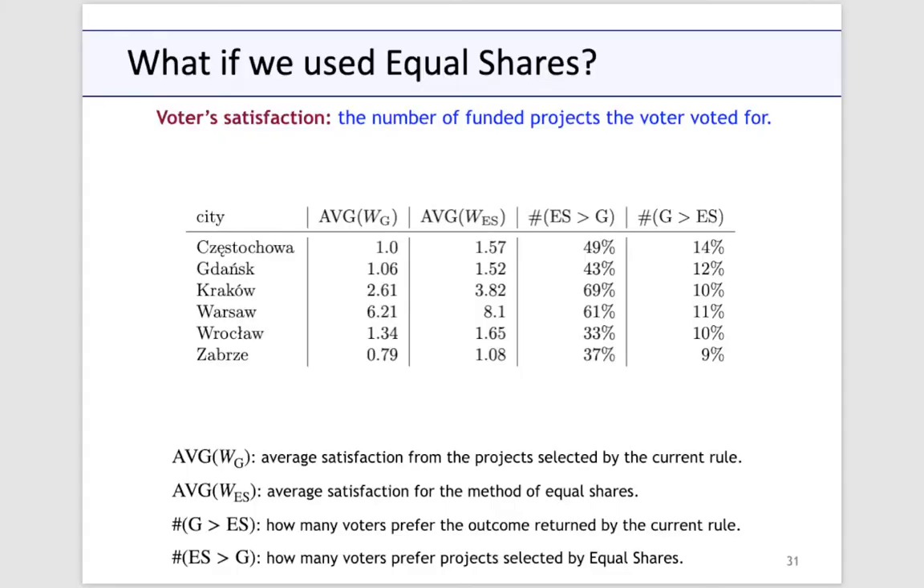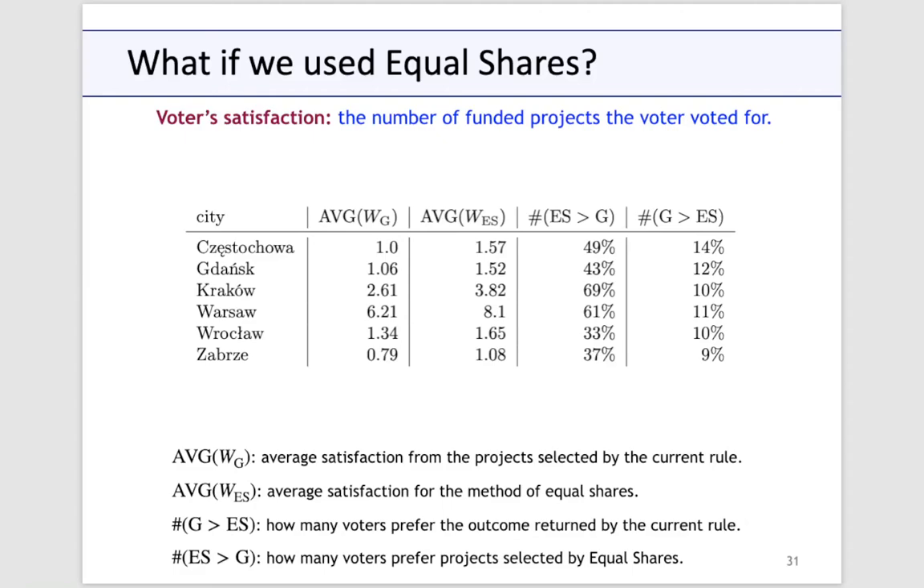which illustrate how the outcomes in Polish participatory budgeting elections would change if we used the method of equal shares instead of the greedy method. Let's first have a look at how the satisfaction of the voters would change. But how to measure the satisfaction of a voter? One of the most natural ways is to define it as the number of projects that the voter voted for and that were selected.